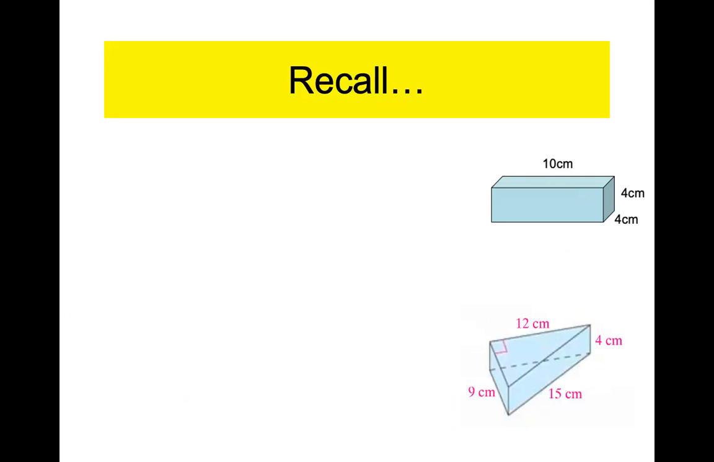I bet a couple of you were like, I don't even know what he's asking me to do here, because I've forgotten what I was taught on Friday. So recall that these two shapes right here, rectangular prism and triangular prism, have two different formulas in practice for surface area. They actually have the same formula for surface area, but just not a useful one.